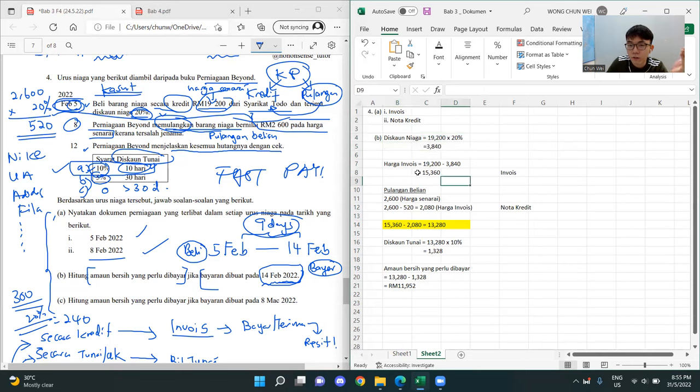And then, after that, this is the amount that I have to pay, like here. Okay, so discount 20%, so this is the discount. So this is the amount. So I use the original price, 19,200 minus 3,000. This one is a discount, Niaga. Then I get this amount. So this is the amount that I have to pay now. 240 is equivalent to here. So this will appear in my invoice because I buy secure credit.